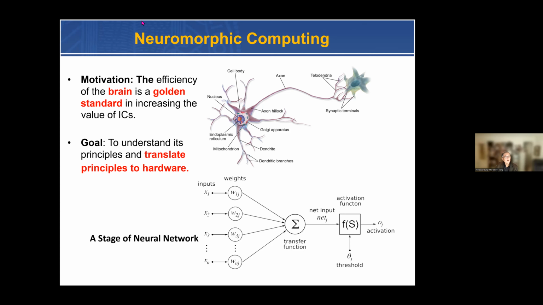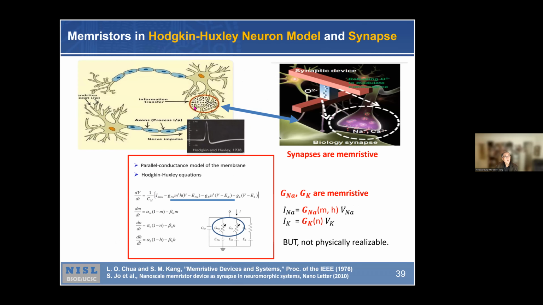So that's the thing here. If you look into the neuron itself or the synapses that connect the neurons, it turns out both are memristive. This shows that synapses are memristive. It has been experimentally shown that this memristor behaves just like a synapse in a biological network.